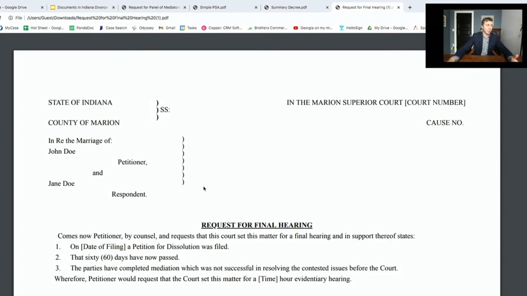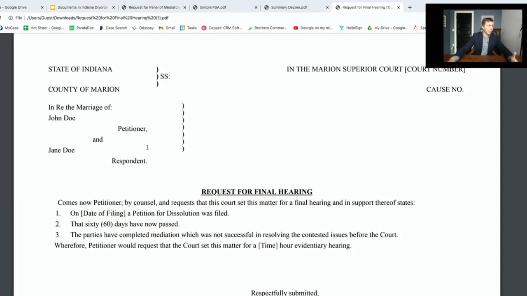This document, similar to all the others, has the same caption at the top, and then it's stating that the requirements that need to be met before a final hearing can be held are done. So here you're saying that the petition's been filed, 60 days have passed, and that the parties have completed the mediation requirement, which was not successful. A lot of courts do require mediation, so when you request a final hearing, you're going to want to tell them that we tried this and it wasn't successful. So that is a simple request for a final hearing.